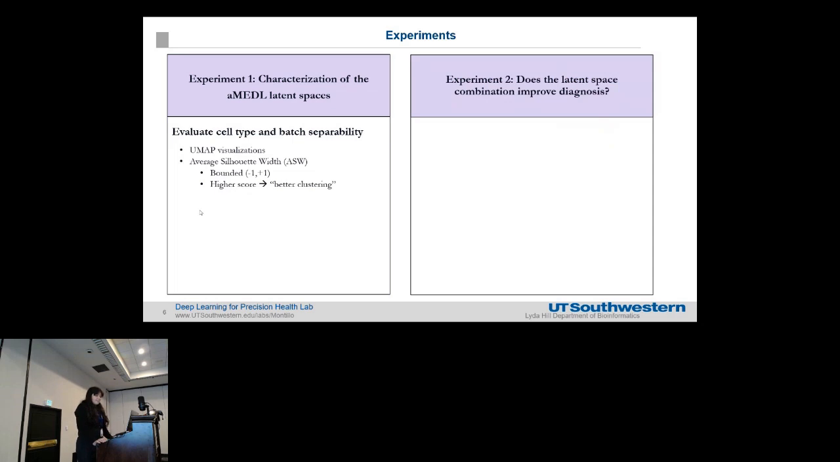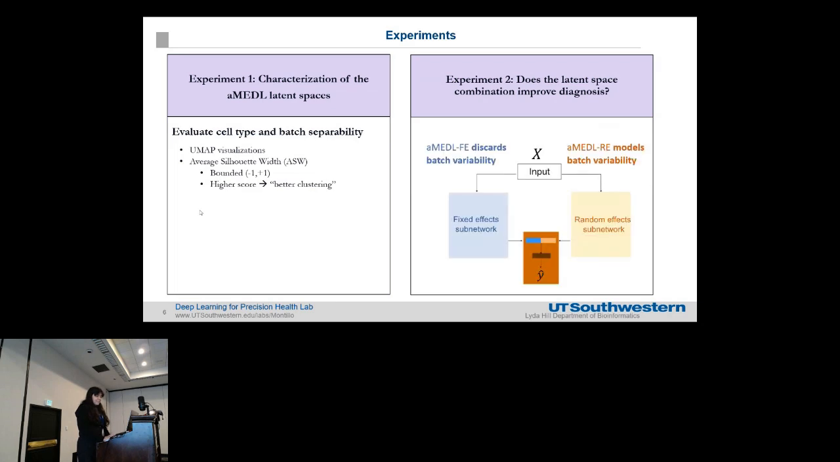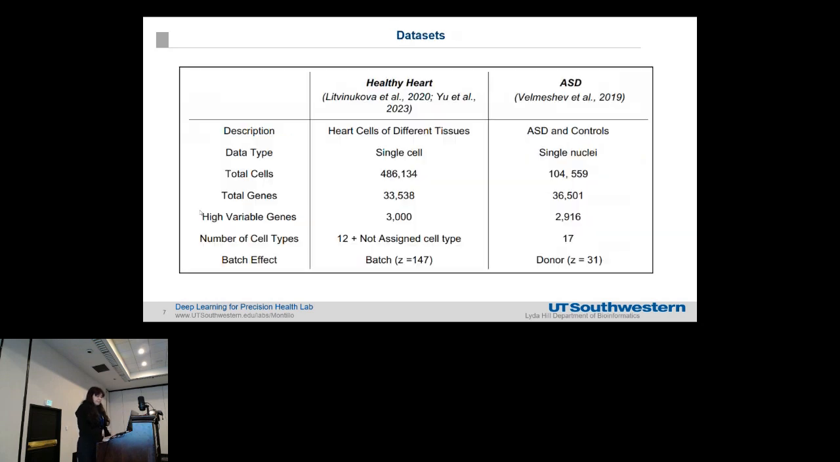And the second experiment that I'm going to show you answers the question, does the latent space combination improve diagnosis? As I mentioned, one subnetwork discards batch variability and the other one models that batch variability. So they are both complementary, and we want to know if using the combined information, we can get better prediction accuracy. So we have two data sets.